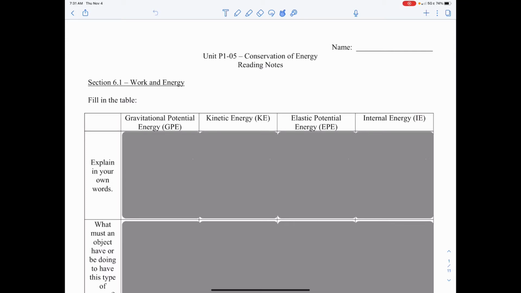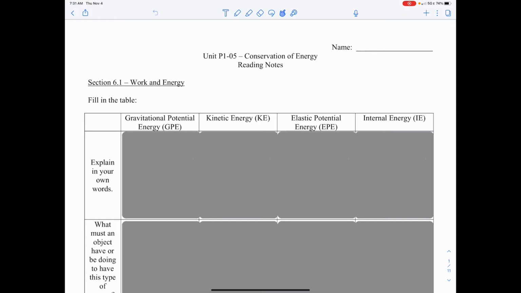Hello and welcome. In this video, we're going to be taking a look at the notes for AP Physics Unit 4, Work, Energy, and Power. Please remember to pause or rewind the video as needed. Let's begin. Section 6.1, Work and Energy.